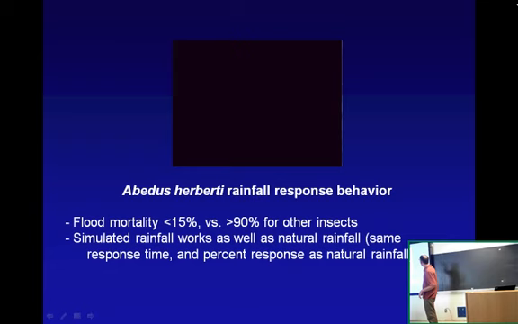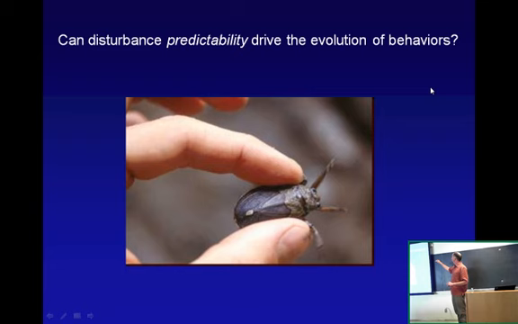They'll get wedged into the bedrock, and then the next day, if you do a mark recapture study, you'll see that the same individuals are right back in the stream as when you started. Okay, so clearly they have this behavior for escaping floods, and that explains to some degree why their mortality rates are fairly low. And so the question is, can disturbance predictability evolve in different populations of this water bug, or can they evolve in response to predictability?